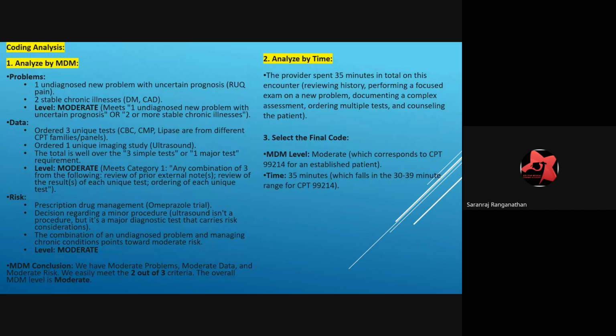Then here is one more example. If you see here, undiagnosed, same. Undiagnosed, moderate. And the unique tests, CMP, lipase, and ultrasound, they're taken, which comes under the moderate level. And for the prescription of the drug, again, it also comes under moderate. My output is going to be moderate. So out of three, all are moderate. I will be using moderate.